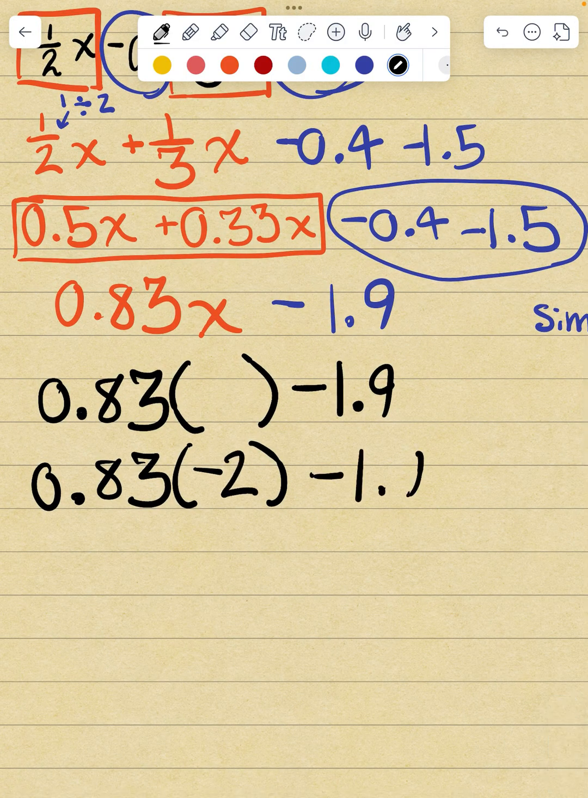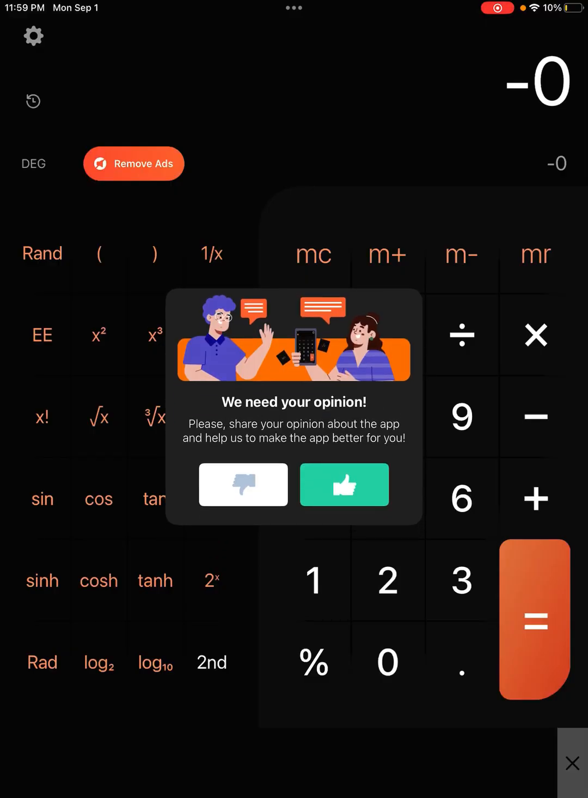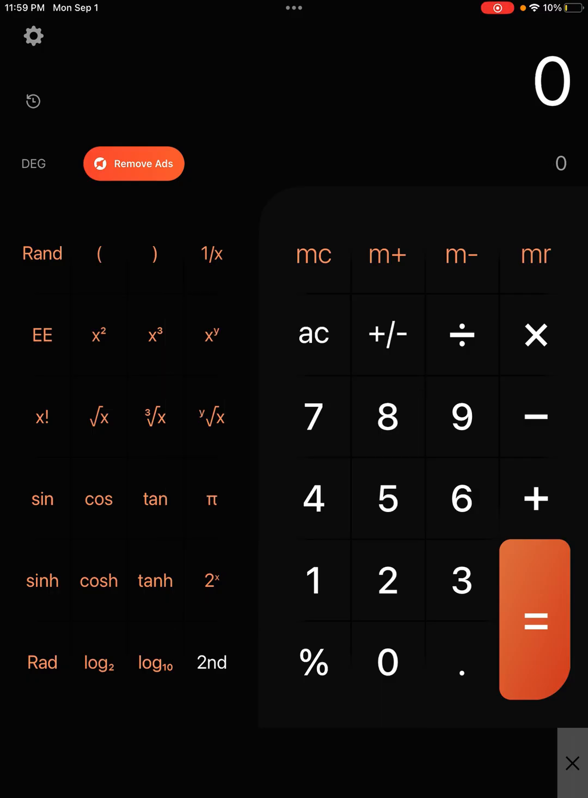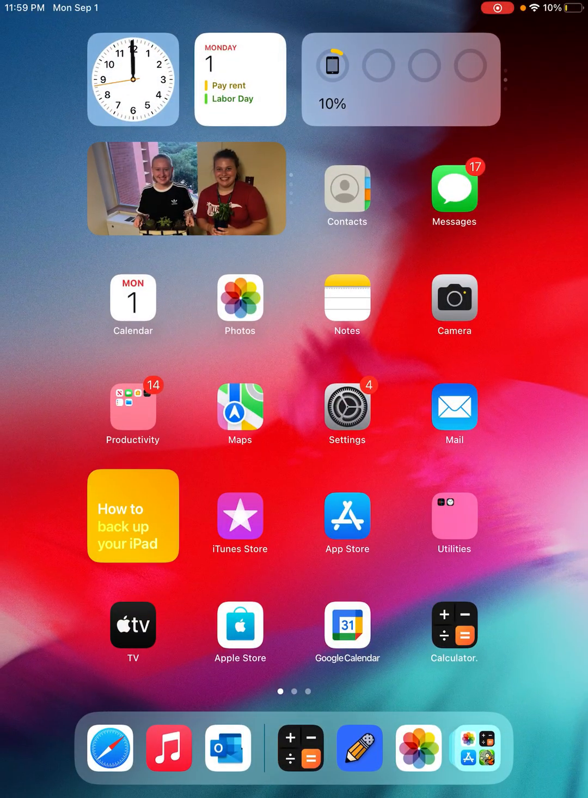Okay, minus 1.9. I wonder if I'm having a thing going on with this. Oh my gosh. Sure, it's great. Okay. Not now.